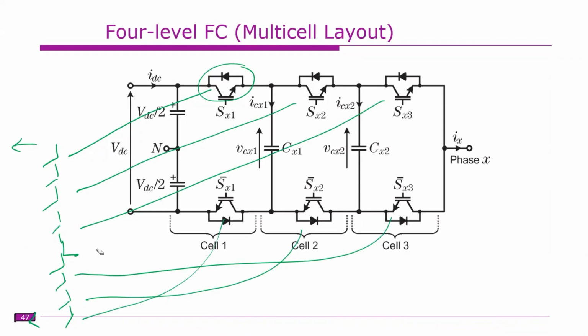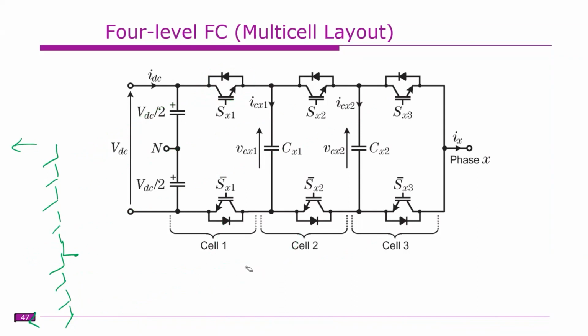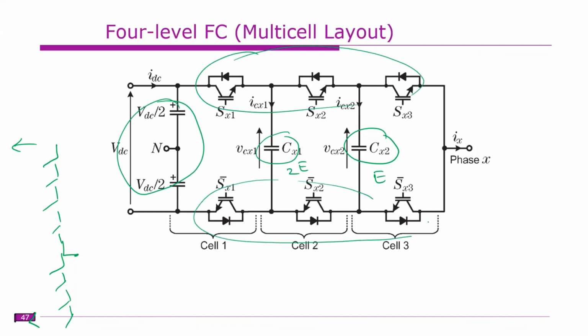So it will be a modular one. So this can be a modular one. So for example, this is charged to E voltage, and this is charged to 2E voltage, likewise. And here this will be your DC bus. So these three will form the upper switches, and these three will form the bottom switches. So this is known as multi-cell layout. So this can be represented as a multi-cell.